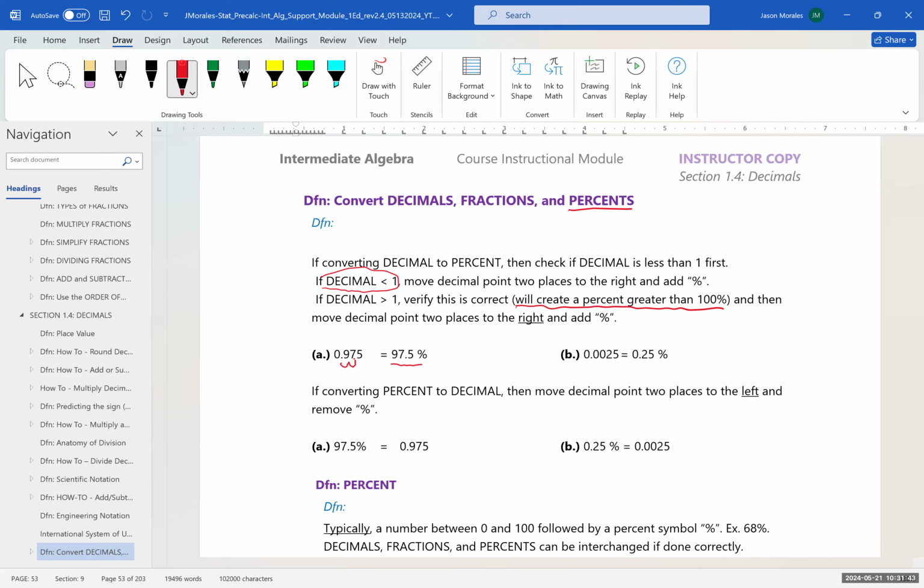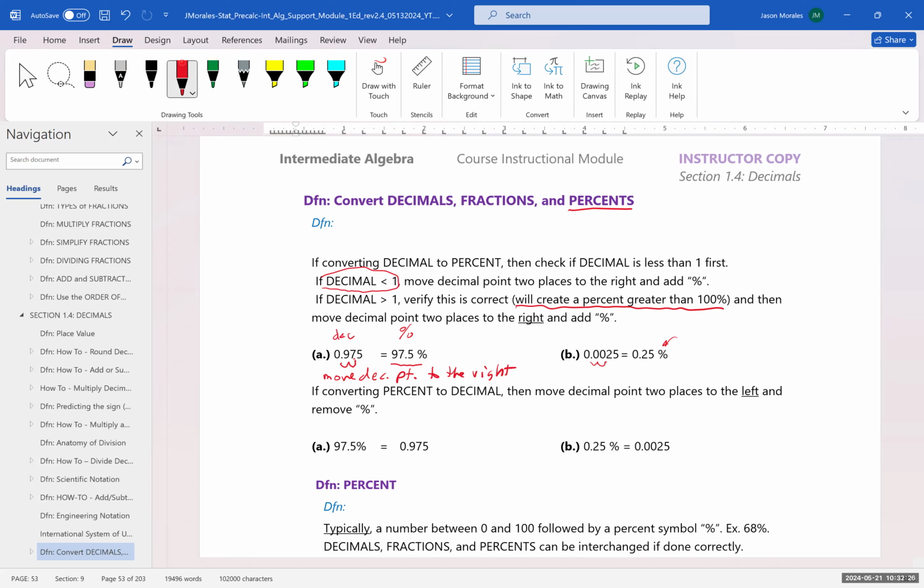Over here in example B, we've got 0.0025. If we convert that into a percent, we just move the decimal point to the right 2 spots, and that gives us 0.25, and then just attach the percent symbol at the end. So 0.0025 is equivalent to 0.25%. So when you're converting from a decimal to a percent, you move the decimal point to the right.